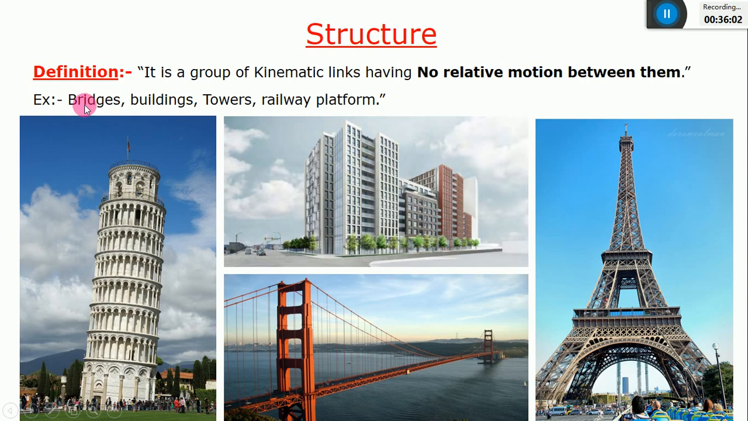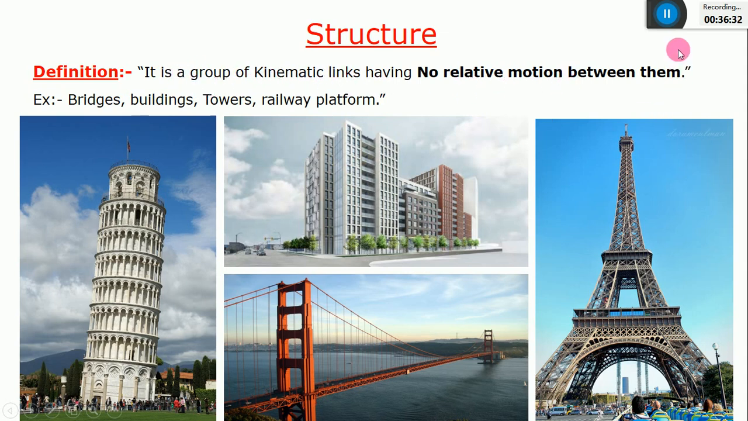Bridges, buildings, towers, railway platform. They are used to transfer the loads from the top surface to the ground. These are the load bearing elements. So you can say a support. They carry the loads, they transfer the load from the top portion to the earth, and there is no relative motion. This is the keyword. Let's take the definition.